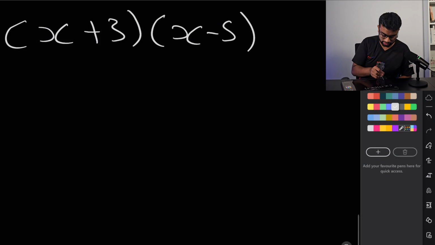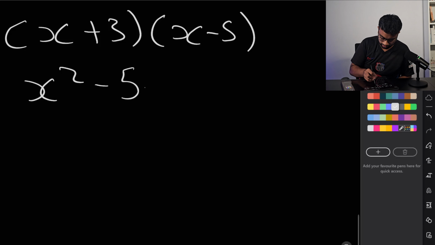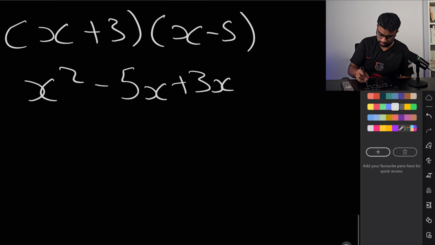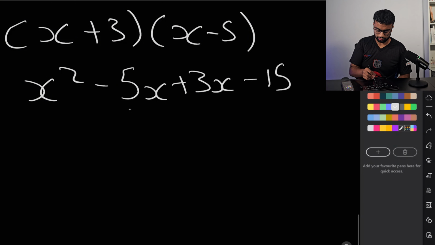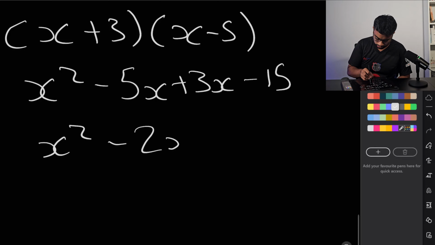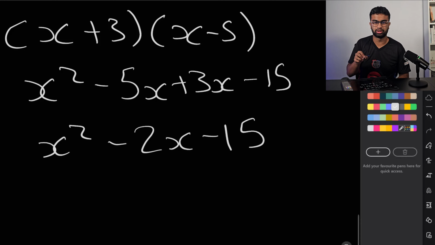So if you multiply the first terms, we would get x squared. Outside terms gives us minus 5x. Inside terms gives us plus 3x. And last terms gives us minus 15. Minus 5x and plus 3x are both coefficients of x. They're like terms, so we can just add them together to simplify it. And that would give us x squared minus 2x minus 15. So we fully expanded and simplified these two brackets.